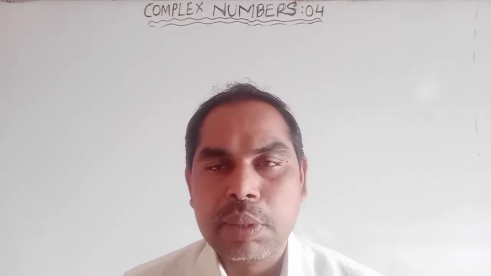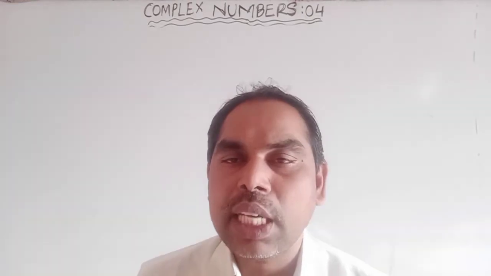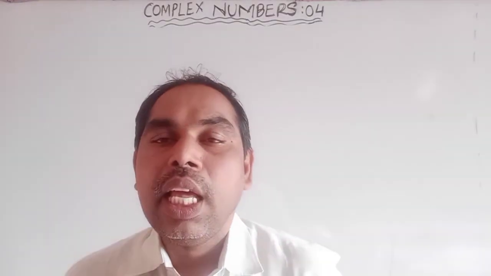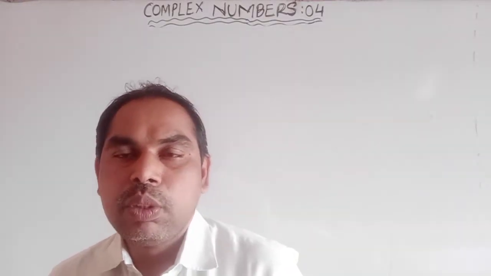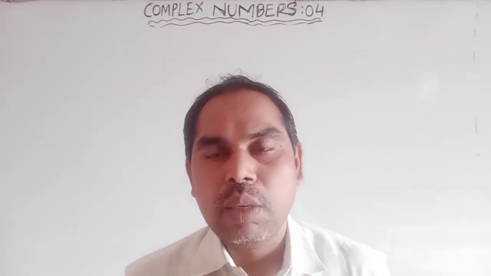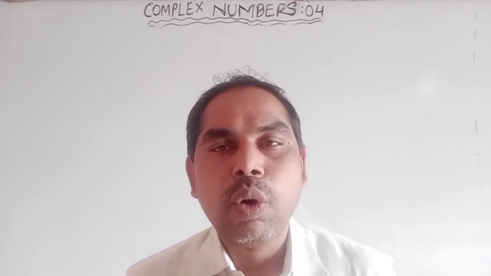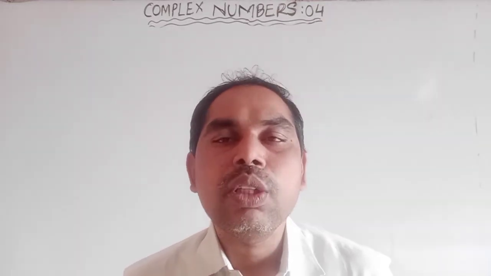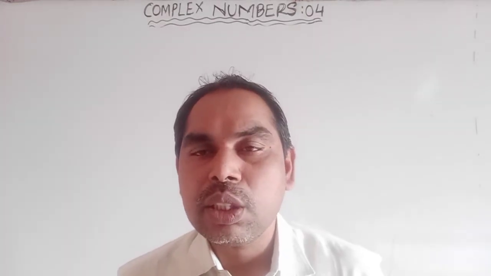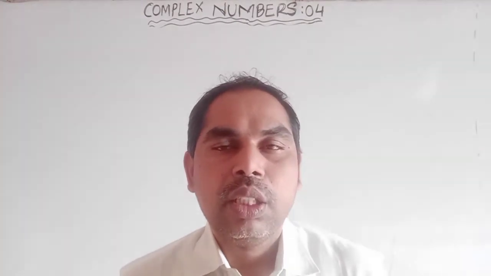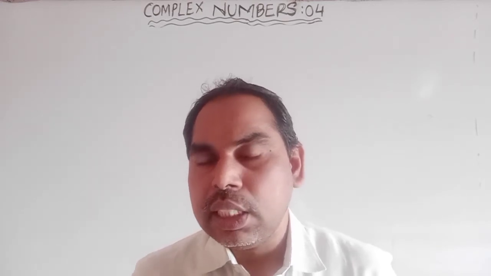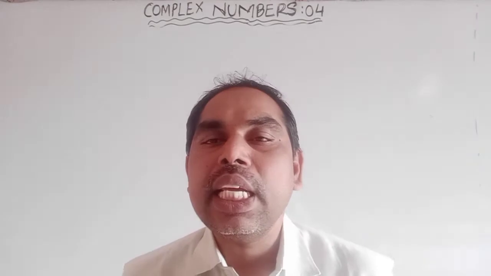Similarly, modulus of z. Suppose z is equal to x plus iy is a complex number, where x and y both are positive. Then modulus of z is denoted by mod of z is equal to mod of x plus iy is equal to square root of x square plus y square. That is square root of real z square plus imaginary z square. So mod of z is always greater than or equal to 0. That is, mod z gives only non-negative value.